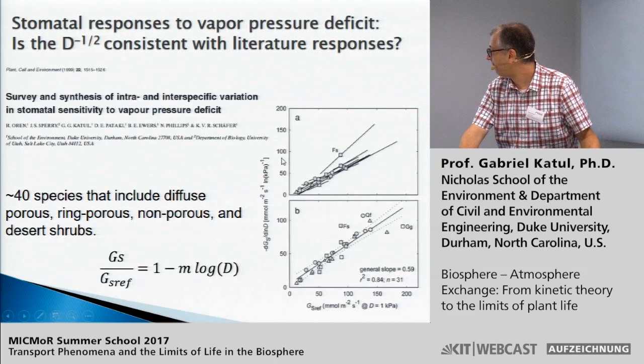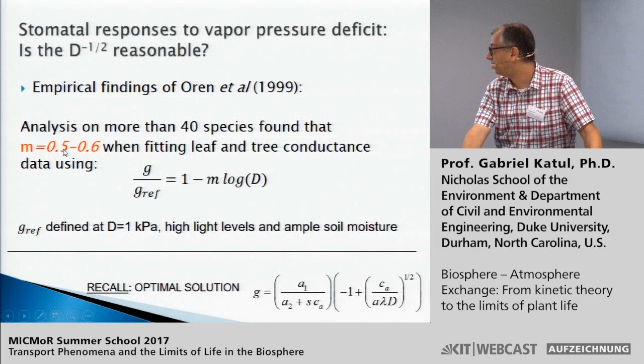So this is basically Ram's argument, that M is between 0.5 and 0.6, and when you plot stomatal conductance divided by this reference, this slope is very stable. So, okay, this is the solution that we have. What's the connection between this and this? We can evaluate the stomatal conductance at 1 kilopascal and assume that the ACI slope is still the same.